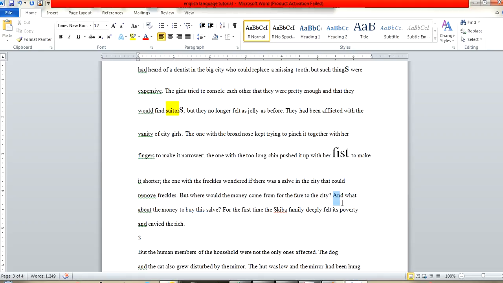And I have the last sentence. And what? No, not the last. And what about the money to buy this salve? We already did that, so we don't need to look at that sentence. And now we have, for the first time, the Skiba family deeply felt its poverty and envied the rich.